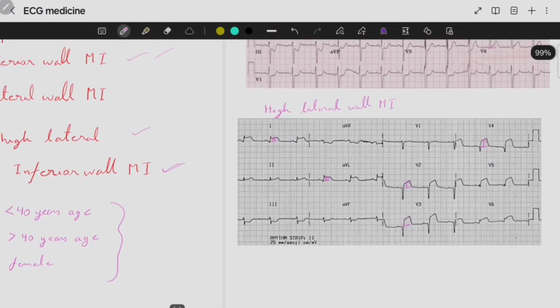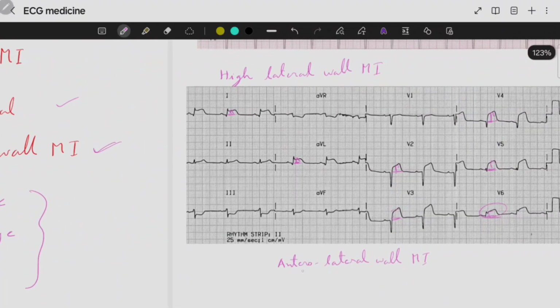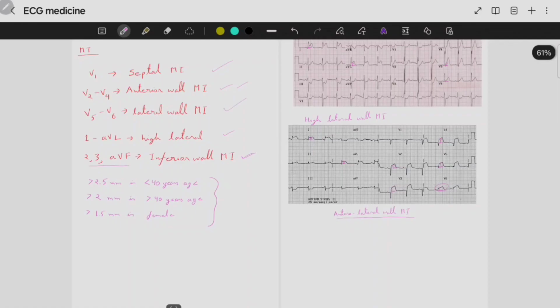Okay. So and here see V5 and V6. It is also elevated, means lateral wall is also affected. Okay. So means it is MI and it is anterolateral wall MI, affecting the anterior wall, high lateral wall and lateral wall. Okay. So all MI is done here.